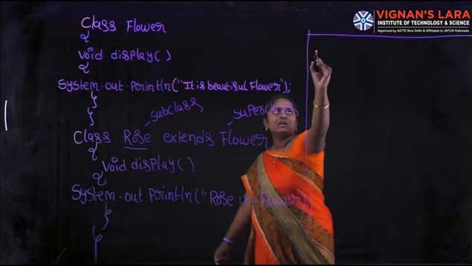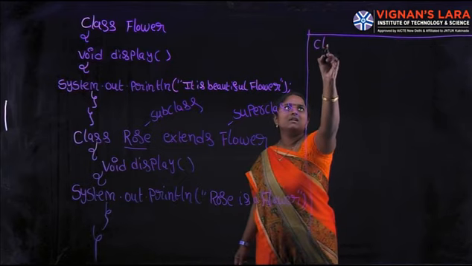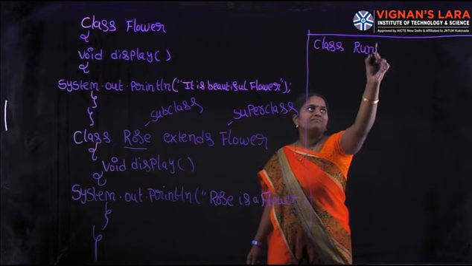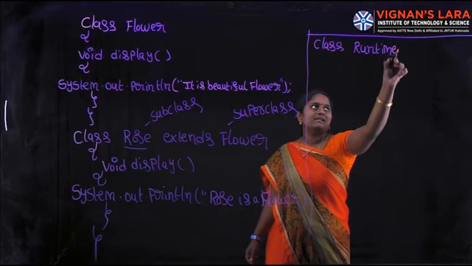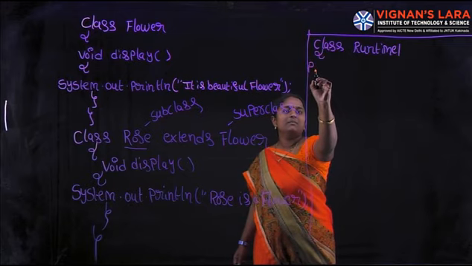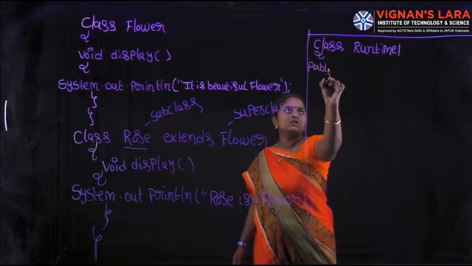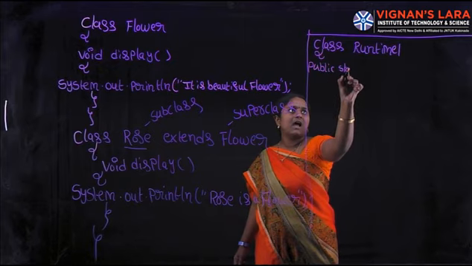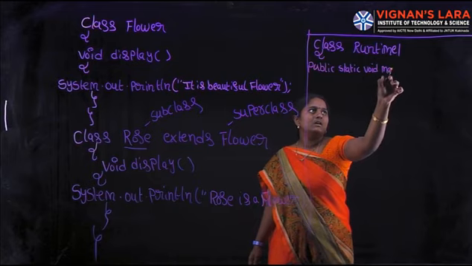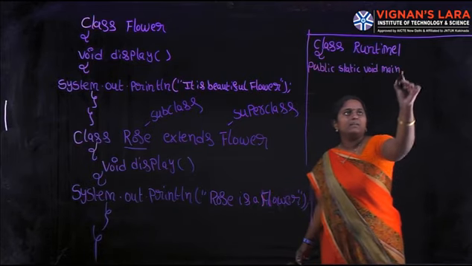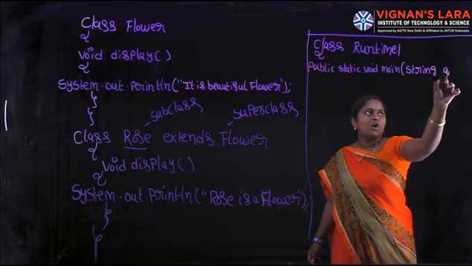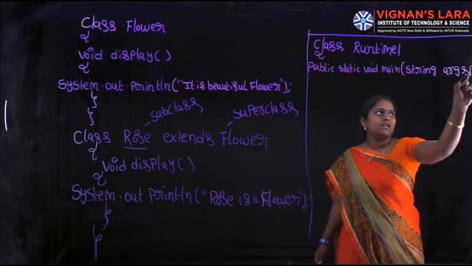Here I am taking one more class: class Runtime1. Next I am defining the main method. Already we know that the main method has these keywords: public, static, void, main, String args array.